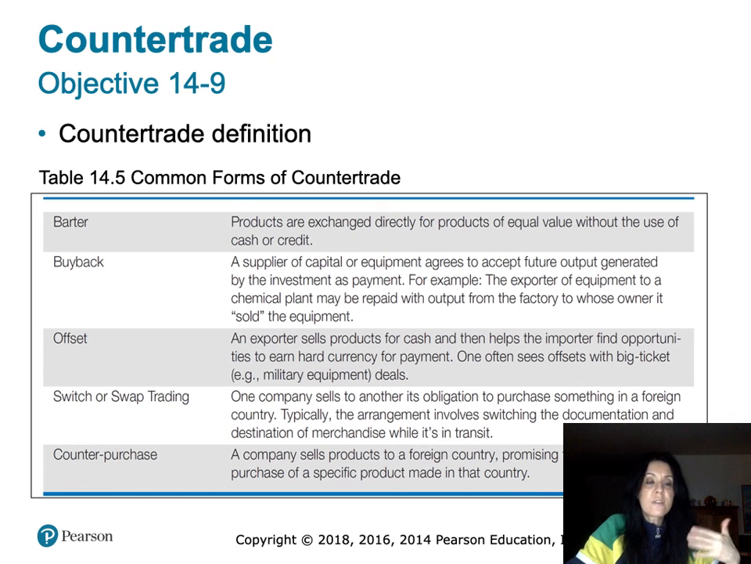Okay? So table 14.5 illustrates different types of counter trade. One of them is barter, the others are buyback, offset, switch or swap trading, and counter purchase. Please carefully review this table because they all fall under counter trade, and table 14.5 illustrates how companies engage in different types of counter trade.